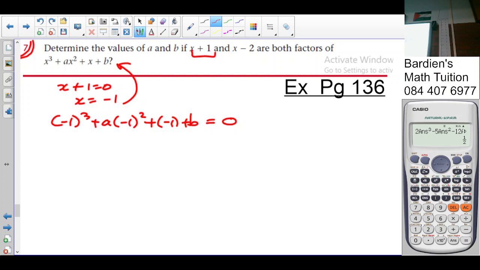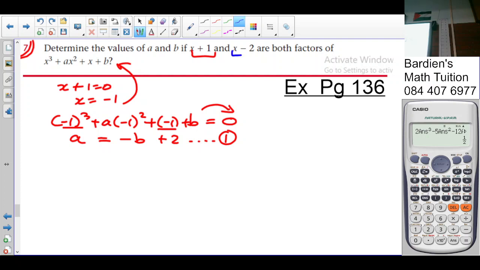Okay. So this will simply be negative 1 squared is positive 1, so it's a. Then I take everything over, so it's minus b. Negative 1 cubed is negative 1 minus 1. What's negative 1 minus 1? Take it over, becomes plus 2. And this is equation 1. Why am I going to simultaneous equations? Because there are 2 unknowns that you need to solve. You guys understand? So let's go to the other side.